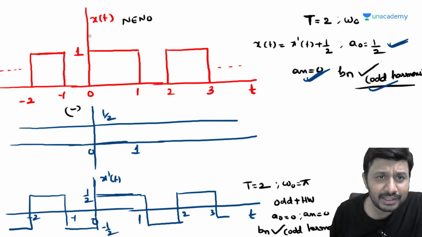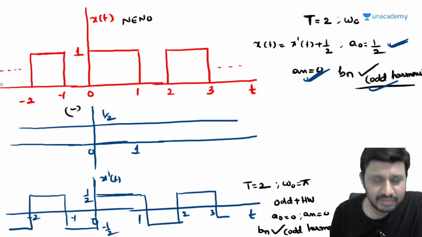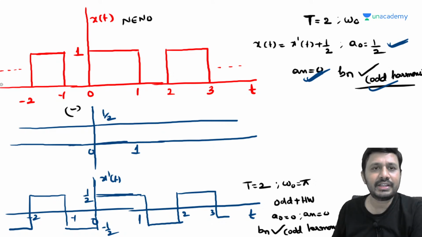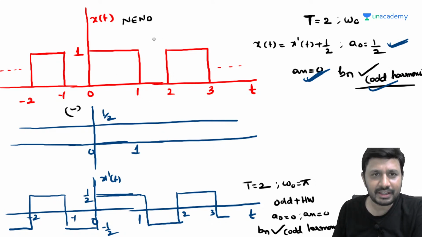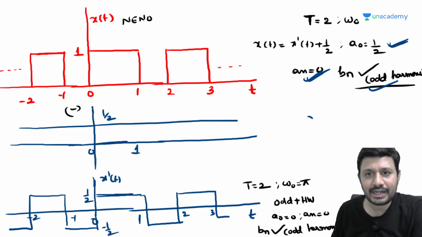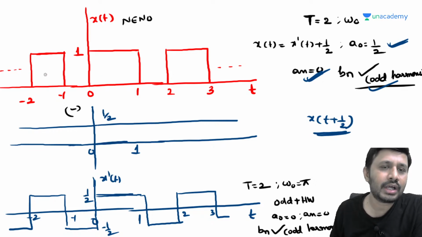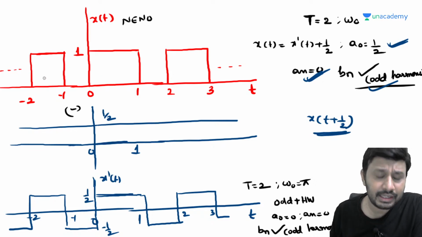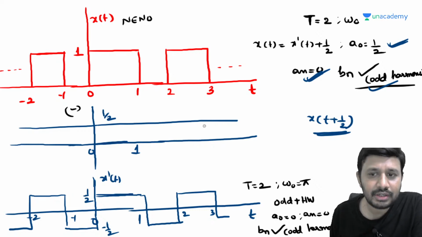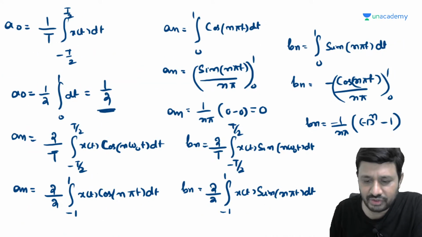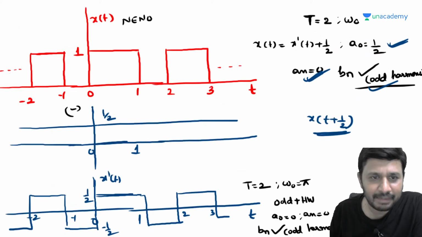Now here, what happens if you shift this x of t to the left by half? You will get even symmetry, no? Symmetry can even be achieved with the shift also. What happens if you calculate x of t plus 1 by 2? Shift this signal to the left by 1 by 2, then you will get even symmetry. So even with even symmetry, you must get the same answer. Understood what I am saying? Here I obtained symmetry by subtracting a DC value.